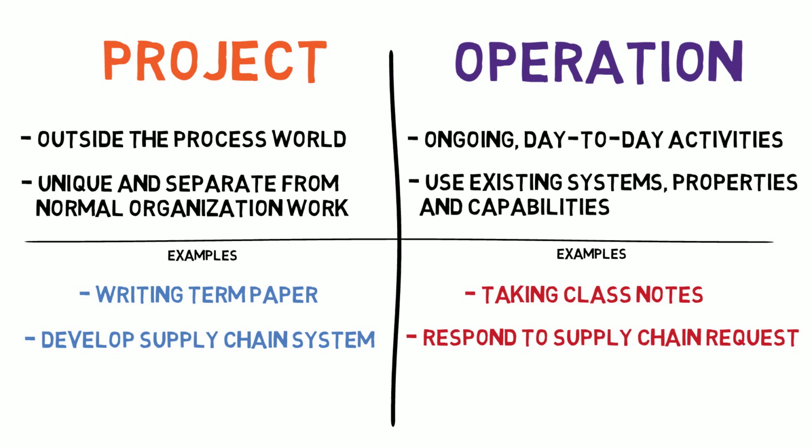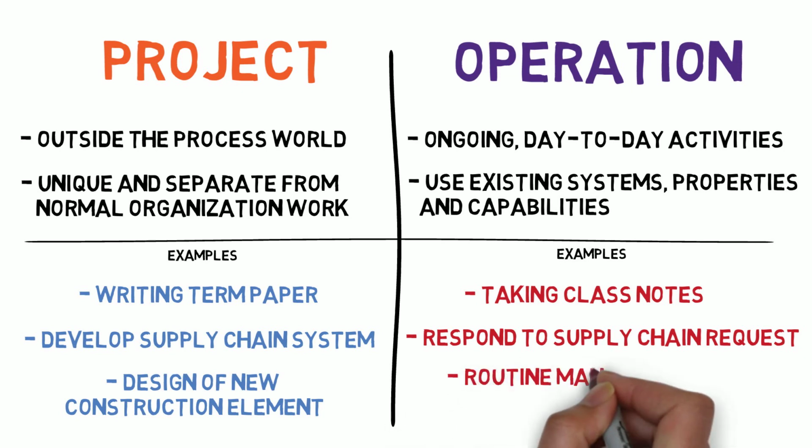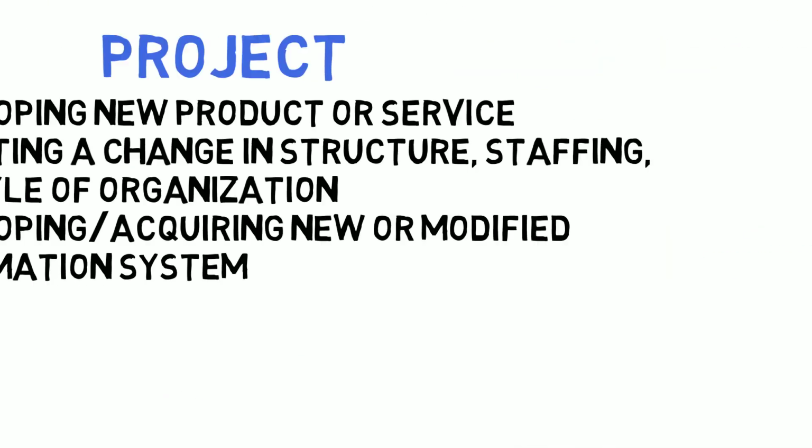An example of a project may be the design and development of a new construction element, an example of which could be an aluminum window, which may be unique in nature in comparison to what is available in the market, whereas the operation would be the routine manufacture of that very unique window for it to remain available in the market.